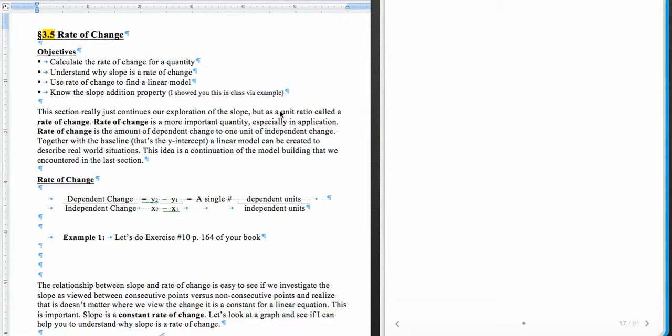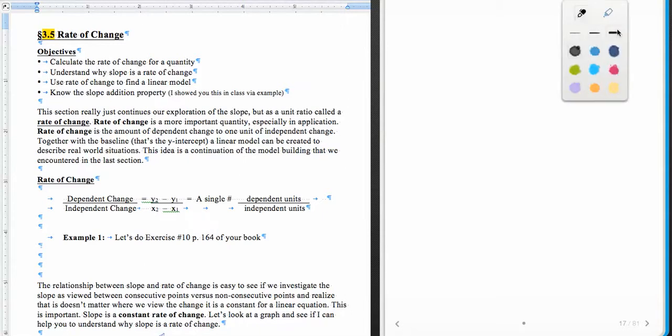The slope is a specific rate of change. It is a constant rate of change, and not all rates of change are constant. Sometimes they vary from 2 points to another 2 points. So rate of change is a more important quantity in our application type problems, and what it is just the dependent change to the independent change. The same thing that we knew before, our y2's minus y1's over x2's minus x1's.